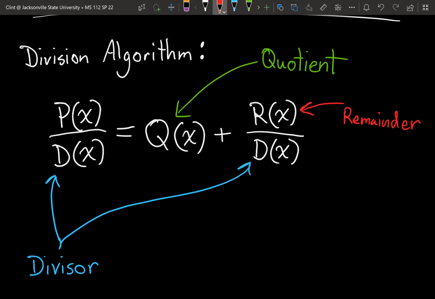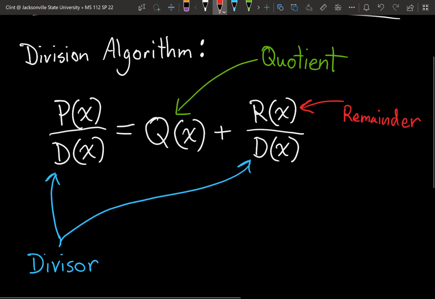So all this is saying is if we take a polynomial and divide it by another polynomial we're calling the divisor, we'll get a quotient. And if it doesn't divide evenly, we can have a remainder left. And this is just one way to write that down.